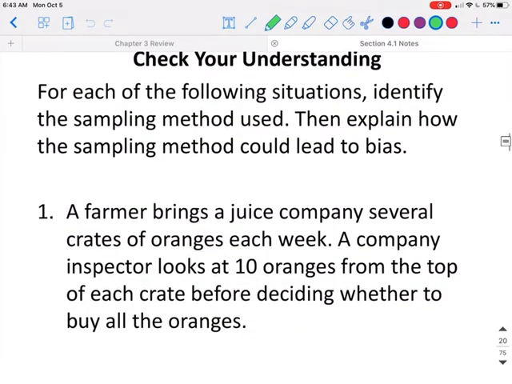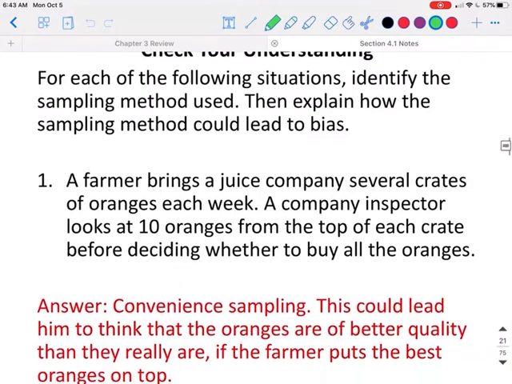So for each of the following situations, identify the sampling method used, then explain how the sampling method could lead to bias. A farmer brings a juice company several crates of oranges each week. A company inspector looks at 10 oranges from the top of each crate before deciding whether to buy all the oranges. This would be convenience sampling. This could lead him to think that oranges are better in quality than they actually are because the farmer could put all of the best oranges on the top.